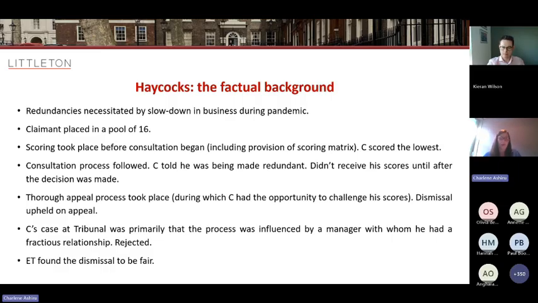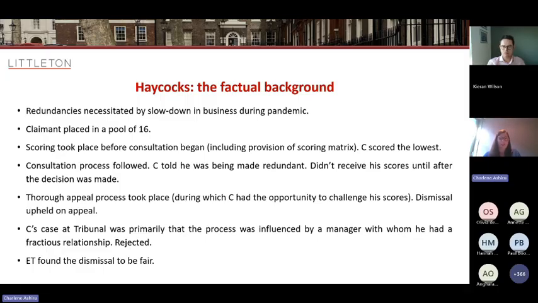There were 3 individual consultation meetings. There was lack of any real engagement from the claimant, which is often the case, as many of you will have found if you've got experience of redundancy processes. And the claimant was dismissed at the 3rd and final consultation meeting. The claimant's appeal against dismissal was not upheld. So on any view, a very standard redundancy process.